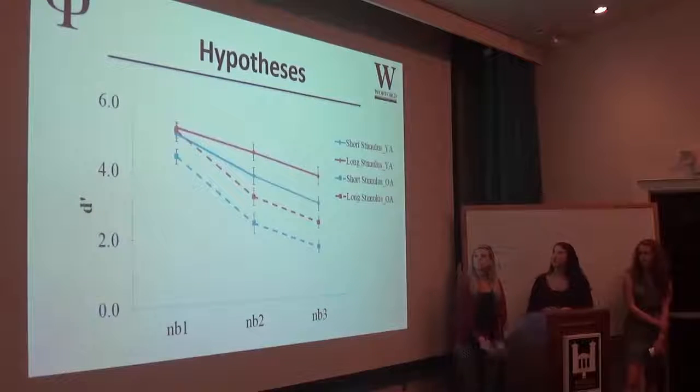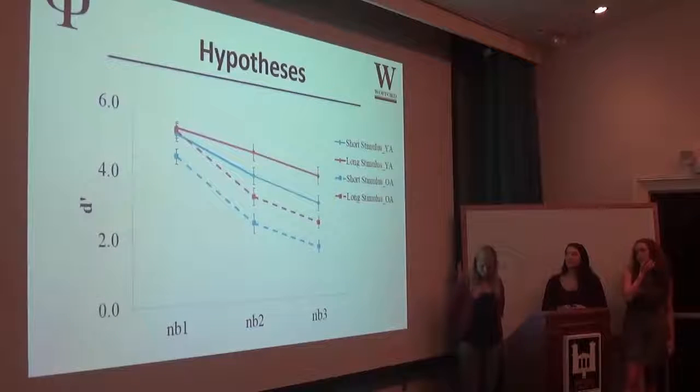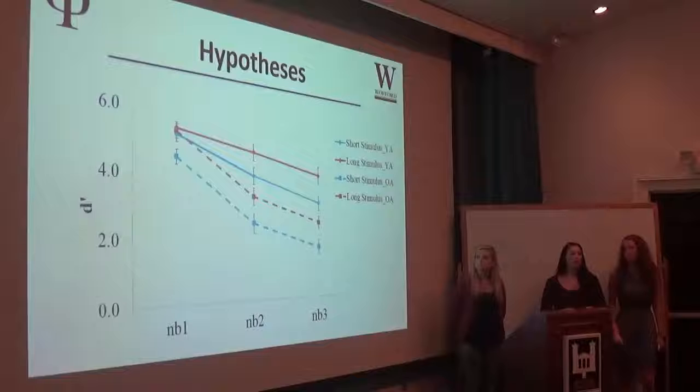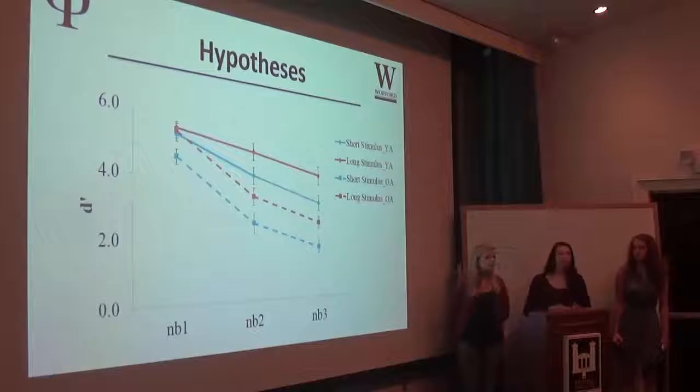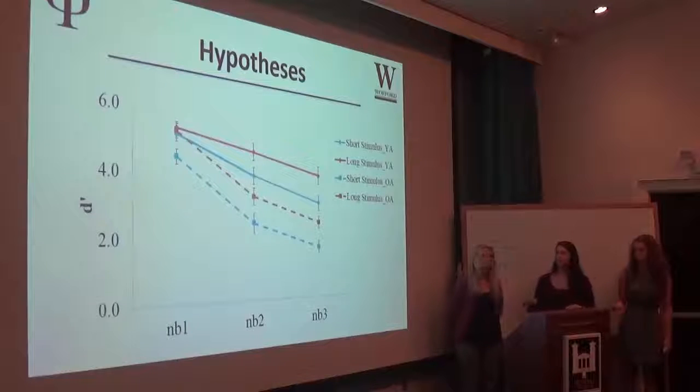And our last hypothesis was that the younger adult group would have better accuracy across all conditions in comparison to the older adult group, and that there would be a significant interaction from 1 back to 2 back. This is because the 1 back is typically a lot easier, but then moving to the 2 back, that becomes more difficult, and so younger adults would be better at that task.